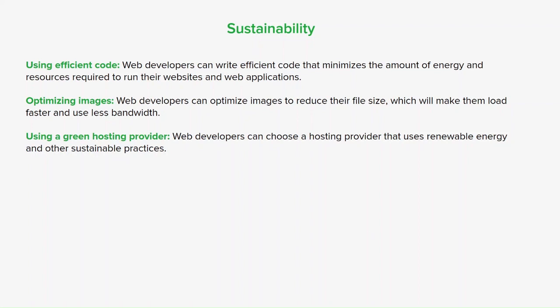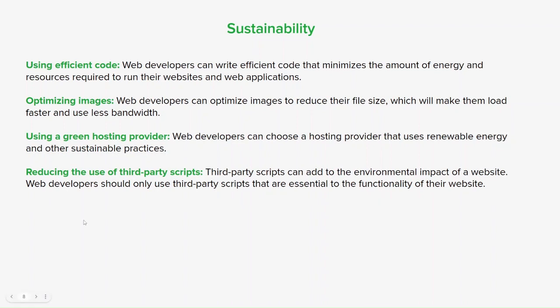Web developers can choose a hosting provider that uses renewable energy and other sustainable practices. And third-party scripts can add to the environmental impact of a website, so developers should only use third-party scripts that are essential to the actual functionality of the website. Additional tips that you can do are things like avoid adding unnecessary animations and videos, use a CDN to deliver static content from servers that are closer, use a caching plugin to reduce the number of database queries that your website makes, and monitor the energy consumption of your website, and make changes to reduce it as needed.